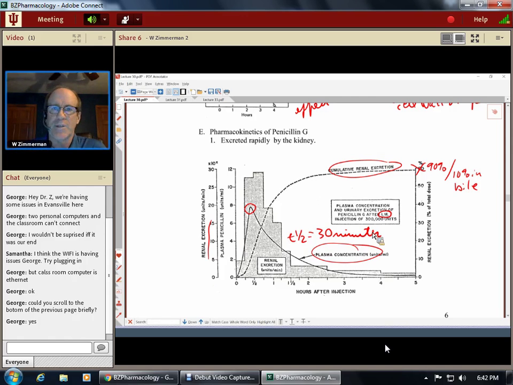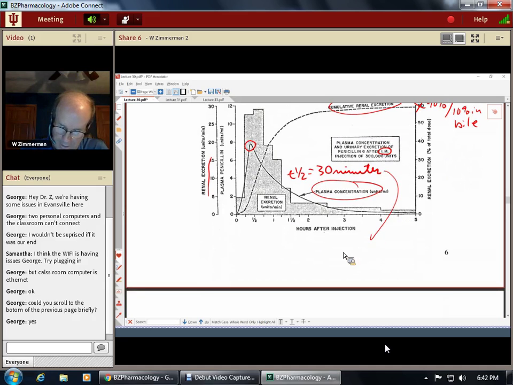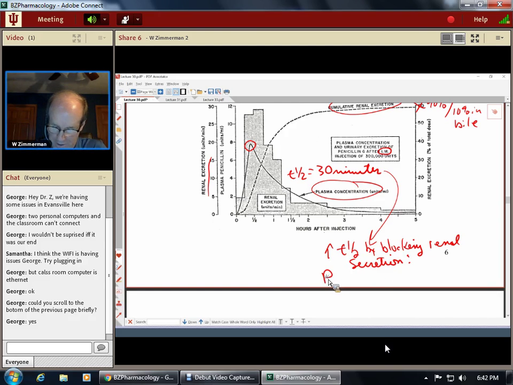And of course, going back to basic principles again, that can be altered by a drug that competes with the secretion and can increase the half-life by blocking the renal secretion. And probenecid is the drug that gets used. Probenecid is the one that gets used most often to block the penicillin.